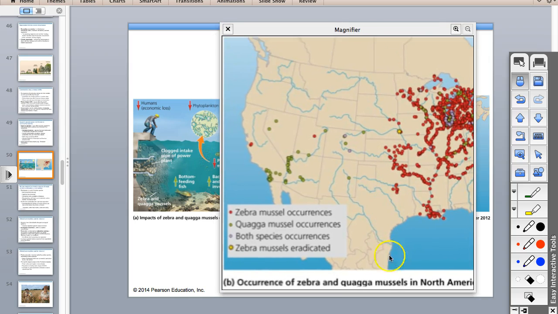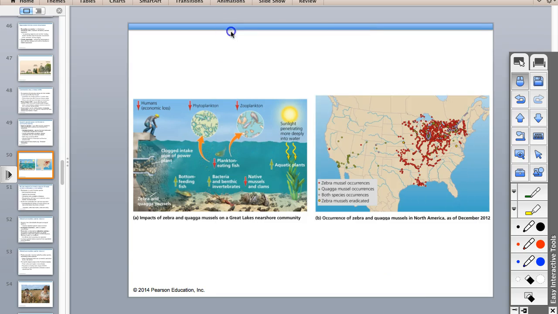And when you go out west, I've traveled out west quite a good bit, and you go to lakes or parks or whatever, they have these stations and they have to inspect your boat before you get in there, and they're trying to prevent these from getting spread. So it's pretty interesting because you saw the devastation that happens because of them.